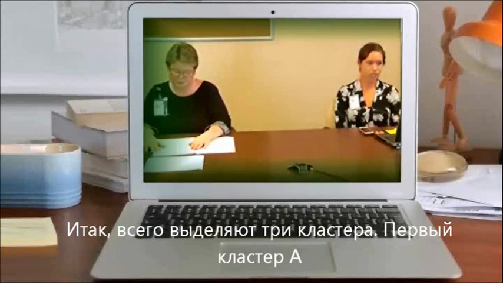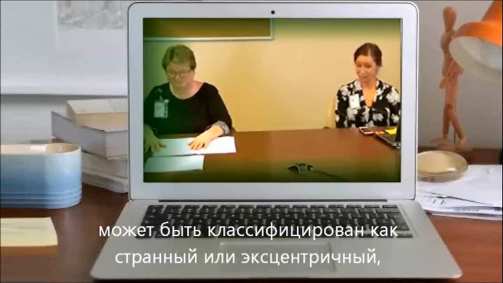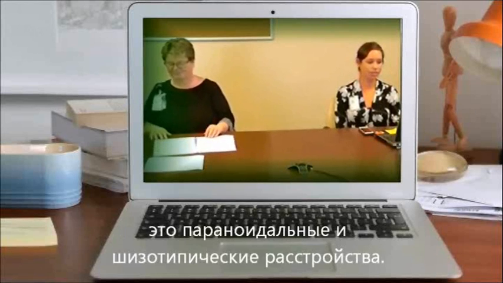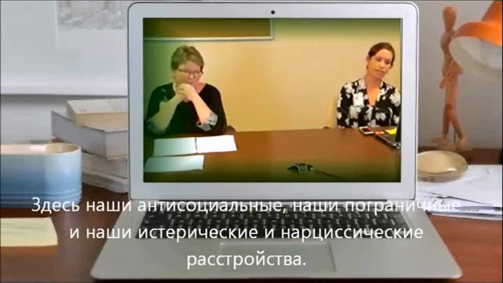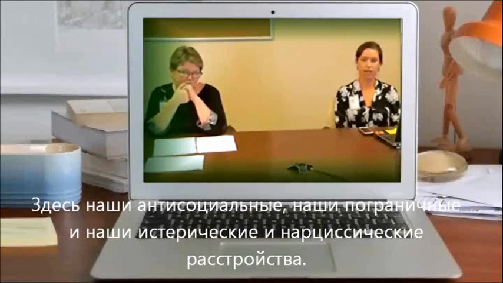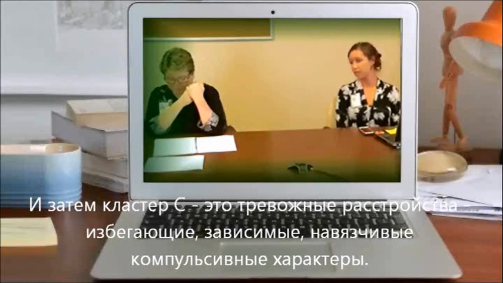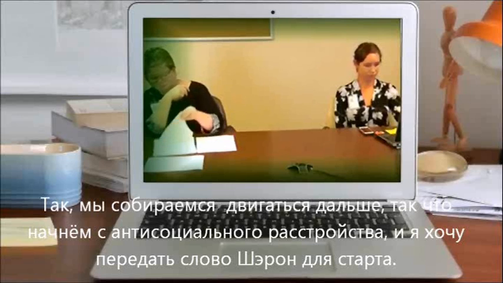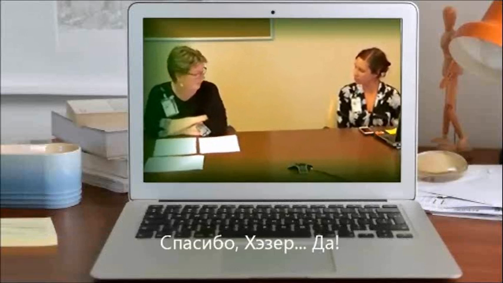In general, there are three clusters. Cluster A can be classified as the weird or the eccentric: paranoid, schizoid, or schizotypal. Cluster B, which we're going to focus on today, is the wild: antisocial, borderline, histrionic, and narcissistic. And cluster C is the worried: avoidant, dependent, and obsessive compulsive. We're going to start with antisocial, and I'm going to turn it over to Sharon to start us off. Thank you, Heather.